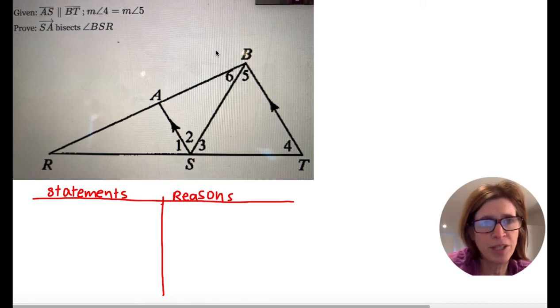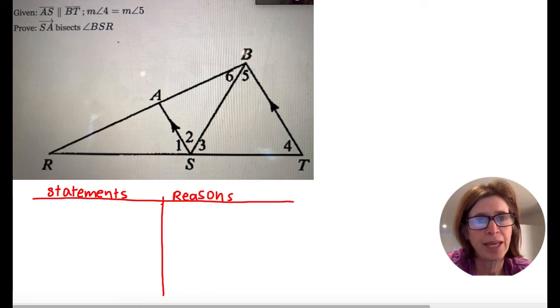Hi, so I'm going to go over this proof for you, and it's a big jump from what you learned yesterday to this. So let's talk about what you're trying to prove.